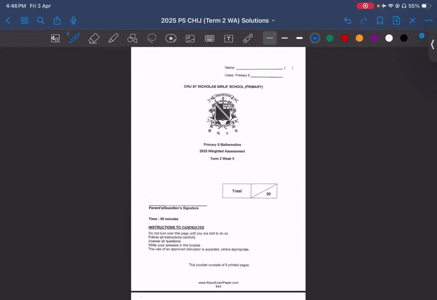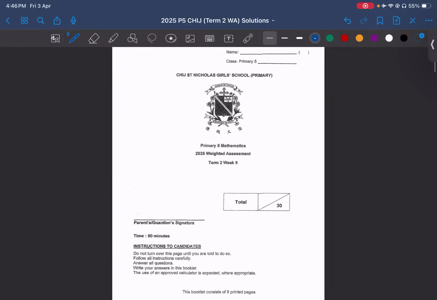CHIJ St. Nicholas Girls School, Primary 5 Mathematics 2025, weighted assessment, term 2.